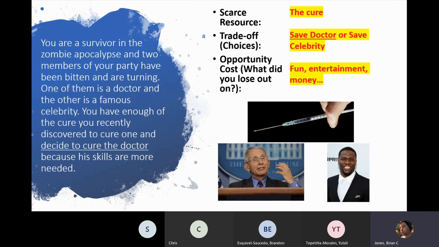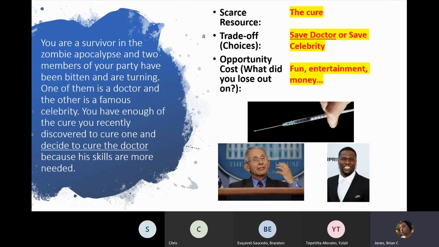So that's what we're choosing between. That's our trade-offs. We choose to save the doctor. So here we are evaluating, right? You've got to evaluate. Well, we've given up the opportunity to save the celebrity, and it could be any celebrity.